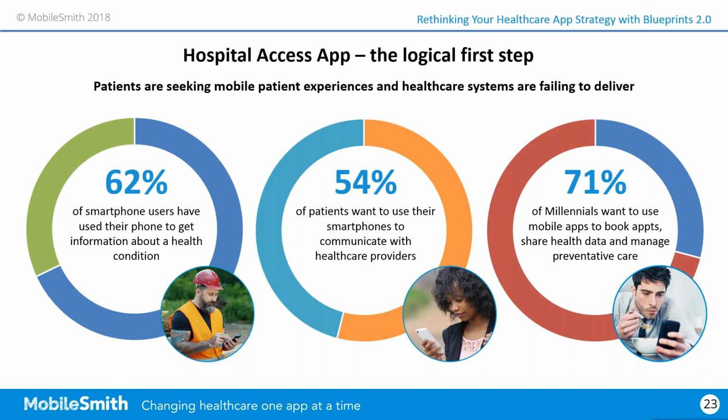They want to use their smartphone to communicate with their healthcare system and get information and education. And as we mentioned before, they want to book those appointments online. 71% of millennials want to do that and manage their preventative care using an app.